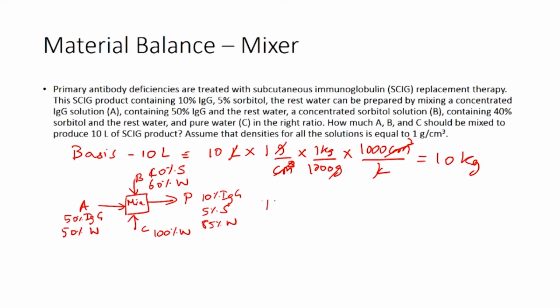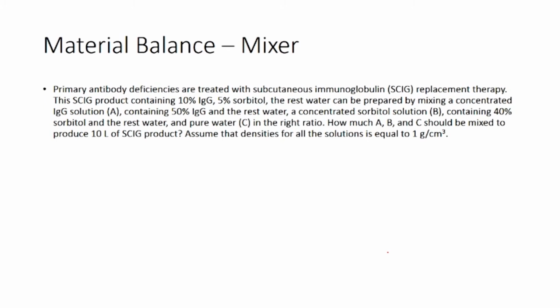The total balance equation can be written as input minus output plus generation minus consumption equals accumulation. Again, being in steady state, accumulation will go to 0, no reactions, so generation and consumption go to 0 and you end up with input equals output. So the input here are A, B and C and your output is your product, which is 10 kilograms per hour. Now after writing the total balance, we can now write the component balances.